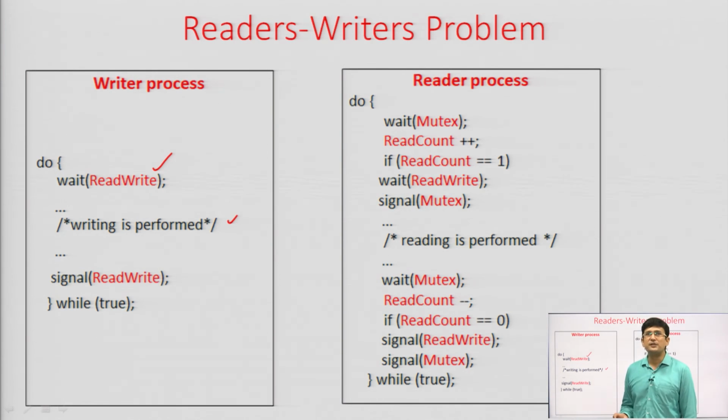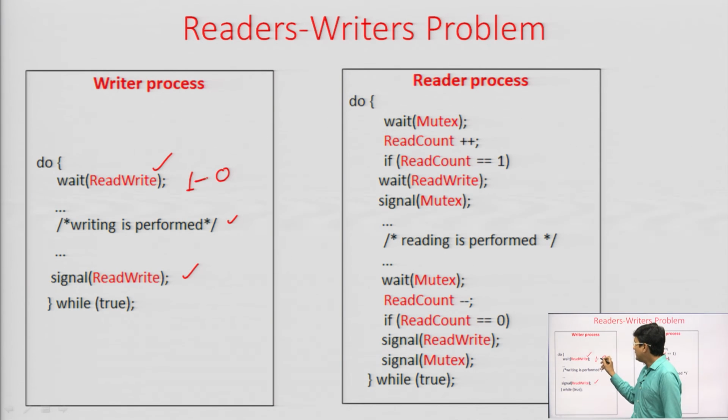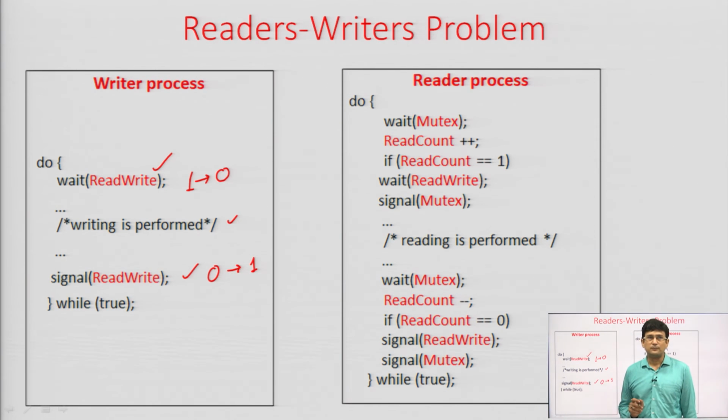And when the write operations complete, signal read write, it means my writing has got completed, I am letting the critical section free for other operations, for other read and write operations. So, read write value must have become 0 from 1 with the wait read write operation. So, this needs to be brought to 1 again by the signal operation here in this code.